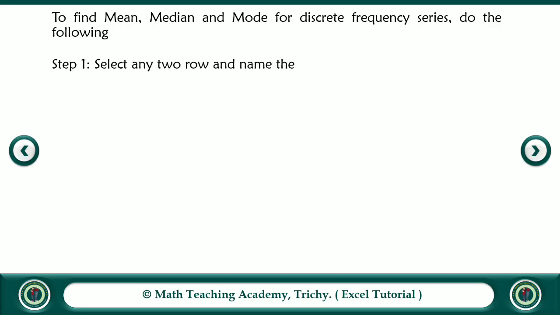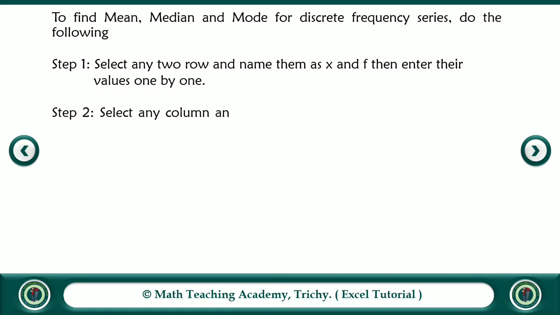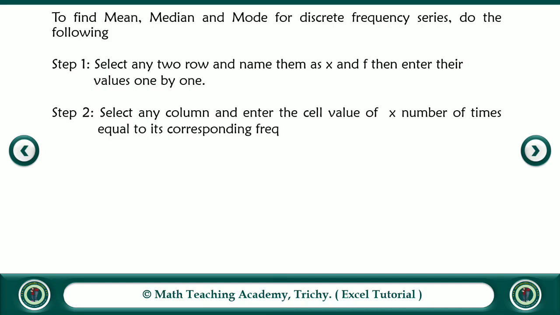Step 1. Select any two rows or columns and name them as X and F, then enter their values one by one. Step 2. Select any column and enter the cell value of X number of times equal to its corresponding frequencies and name the column as new X.